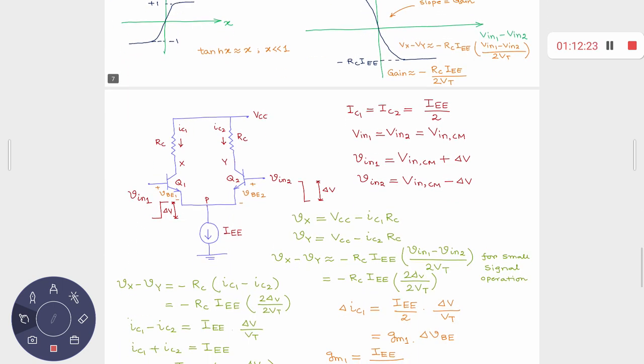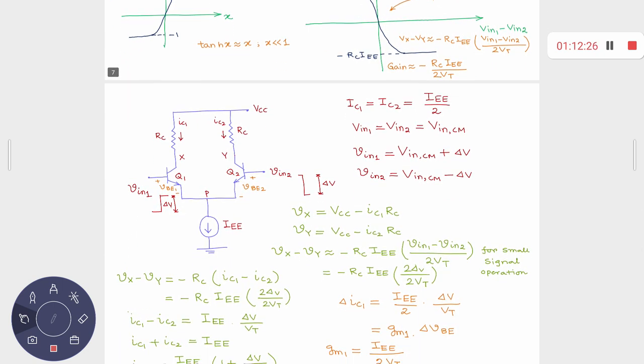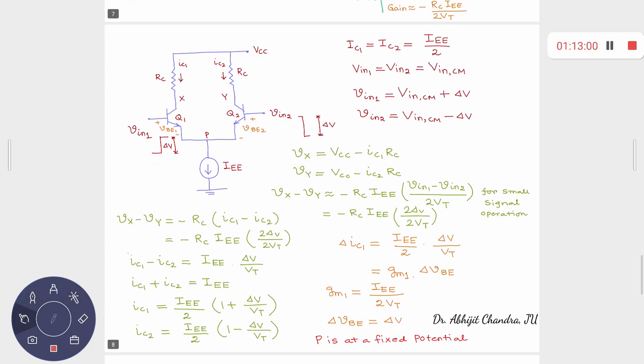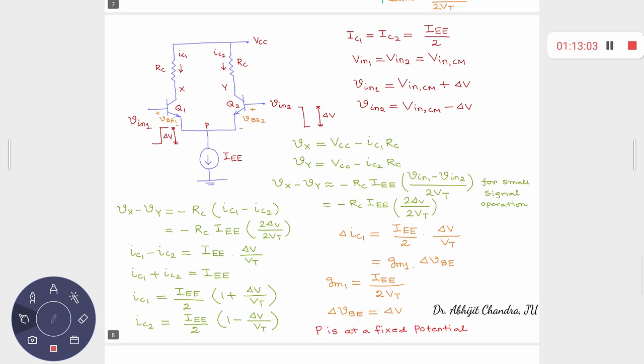This is a tan hyperbolic function, but if this delta V is small, then I can regard this as simply IE times delta V by delta Vt. So I can write it like 2 delta V by 2 delta Vt. Therefore, Ic1 minus Ic2 is equal to IE into delta V by delta Vt. And Ic1 plus Ic2 we already know should be called IE. So Ic1 plus Ic2 is equal to IE, and Ic1 minus Ic2 is equal to IE into delta V by delta Vt.